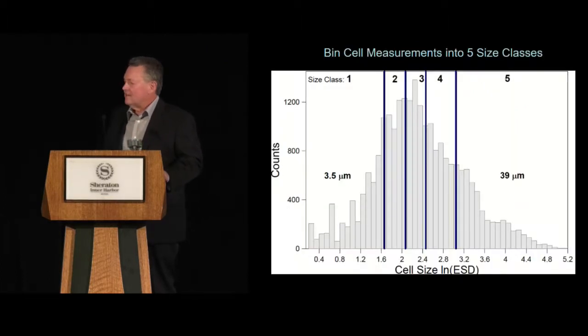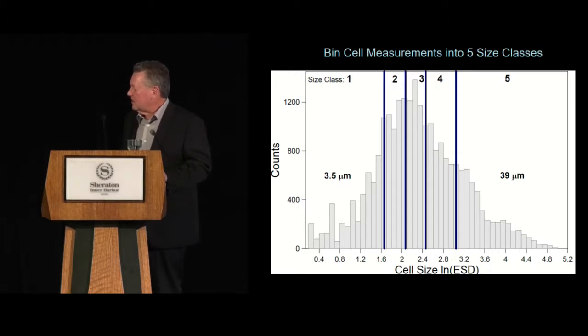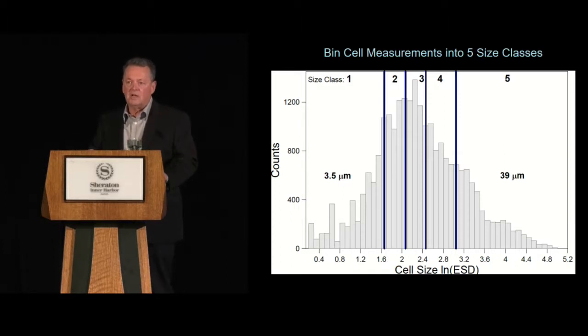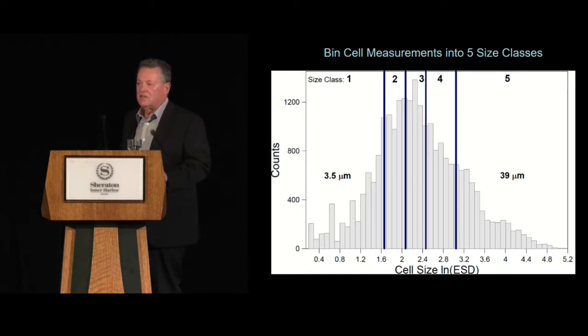One of the steps that I did to try to simplify this problem is look at the size distribution of all of these 25,000 cell measurements and bin them into 5 different size classes. So these are the quintiles of the distribution. This is again on a log scale. This is a log transformation of cell size, and then looking at the distribution, breaking it up into quintiles of equal numbers of observations. And then I calculated the mean cell size in each of these bins.